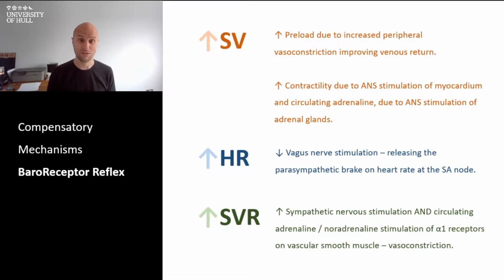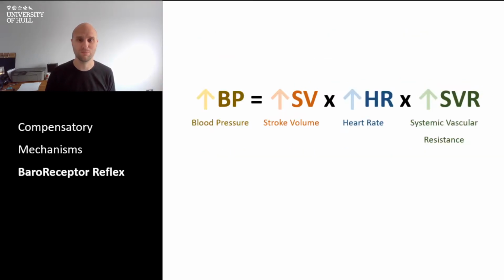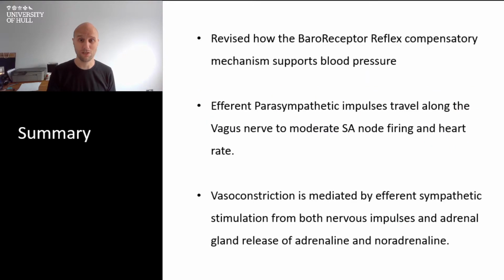The heart rate is increased because we've released that vagus nerve brake that was slowing down the heart rate. And finally, the systemic vascular resistance increases to increase the blood pressure because of direct nervous stimulation and also from stimulation from the circulating adrenaline and noradrenaline, which have been released from the adrenal glands as a consequence of being stimulated by those efferent nerve impulses. And we can see that all those three things combined, the stroke volume, the heart rate, and systemic vascular resistance, will improve the blood pressure.